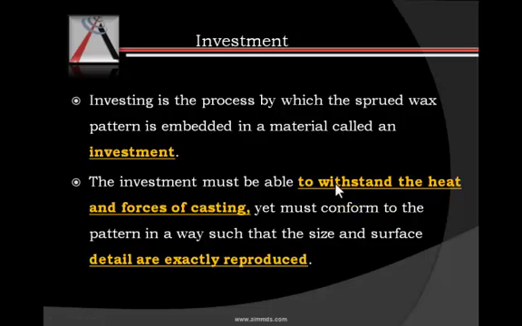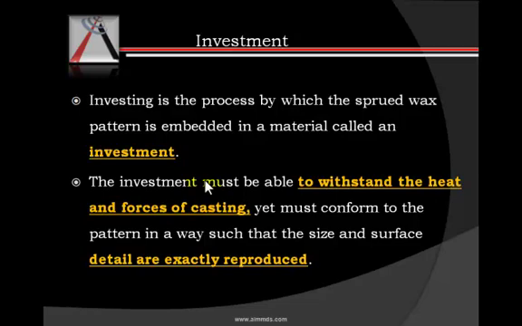Next we move on to investment. So once we have our sprue attached to the wax pattern, in the next step we invest this assembly in a material that is called investment. Investment is a process by which a sprued wax pattern is embedded in a material called investment. And this investment has to withstand the heat and the forces of casting. So why do we have investment? This investment is the one that forms the mold cavity once the wax is burned out. So this mold cavity is a place wherein the molten metal flows in and forms the casting.